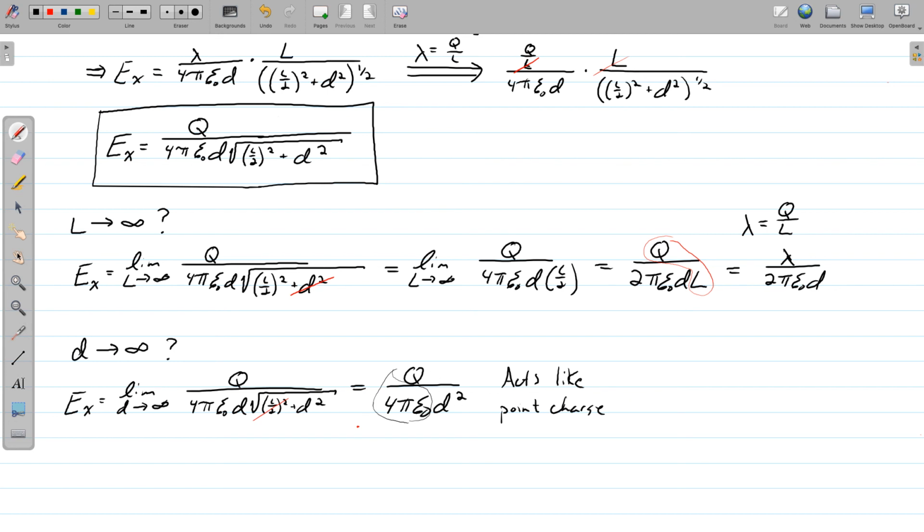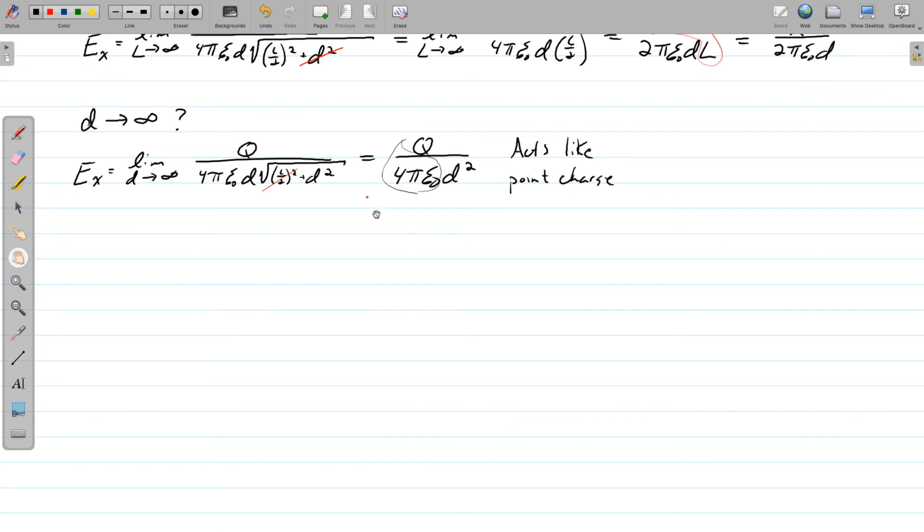And think about it for a second. If you have a wire that's this long, and you went infinitely far away from it, it would appear as a dot. It would not appear to have any length at all.